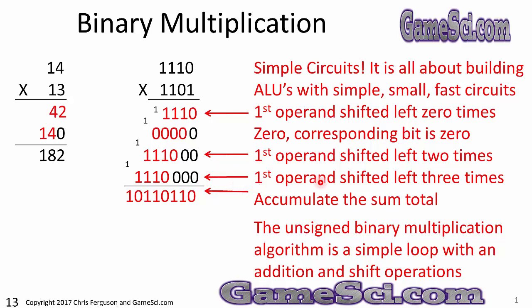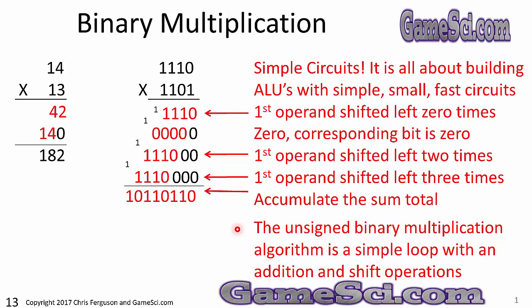This row is the first operand shifted left 3 times. Since there's a 1 in this column, we'll write down this number, shift it left 3 times. Those are those 3 zeros right there. And that is the value in this row.